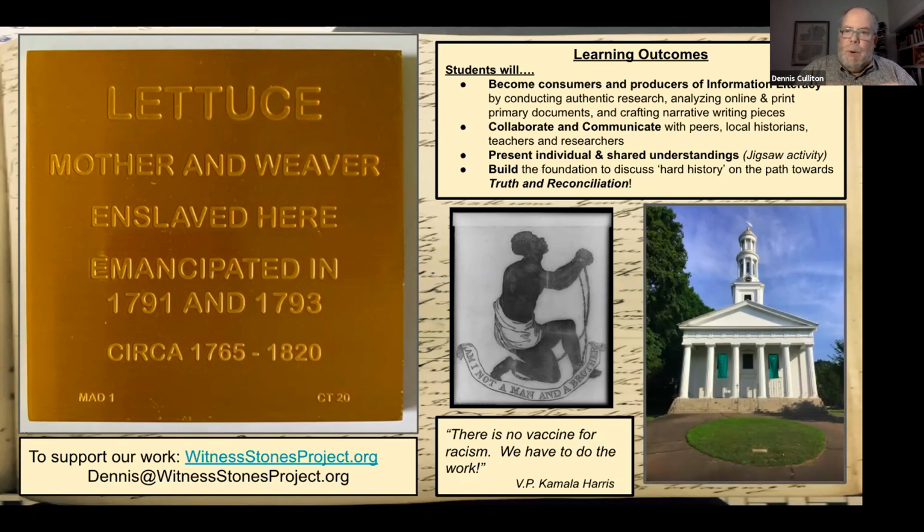And this is the part. If you want to understand why Black Lives Matter issues are occurring in Connecticut, it is because slavery occurred in Connecticut. And the poor treatment of African Americans, freed and enslaved, is the basis of the issues here. The new vice president, when she was nominated as the Democratic candidate for the vice presidency, said there is no vaccine for racism. We have to do the work.